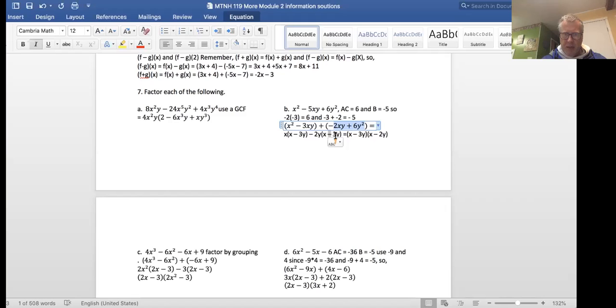and that gives us x minus 3y and x minus 3y in both cases. These two have to match. If they do, we factor it out front, keeping it in parentheses, and then putting in parentheses what's left over, in this case the x, and the minus 2y.